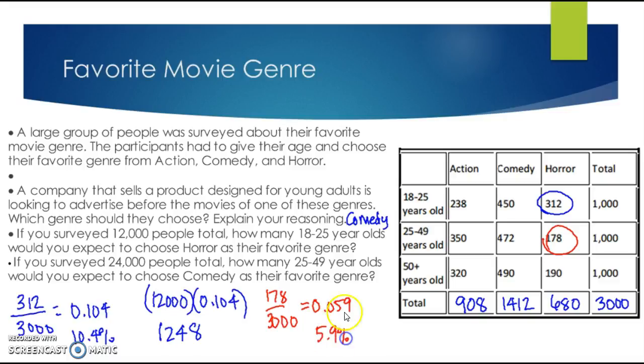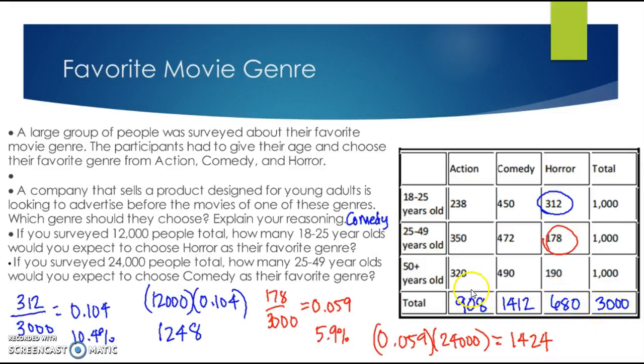And I'm going to take that 0.059 and multiply it by 24,000. So 0.059 times 24,000. We type that in and we get 1424. So approximately 1,424 25 to 49-year-olds would like comedy when we survey 24,000 people. And that's just going off of what we found in this smaller sample of 3,000.